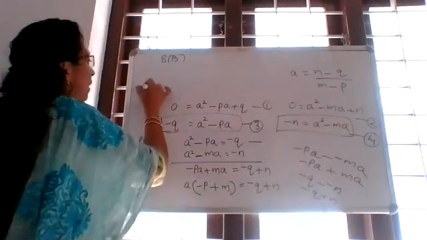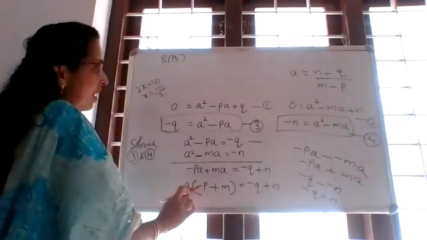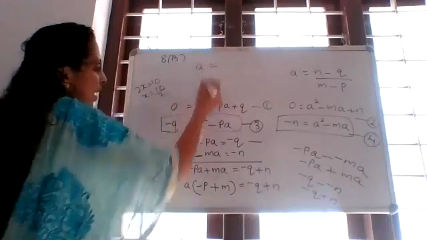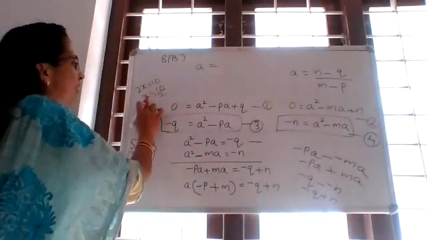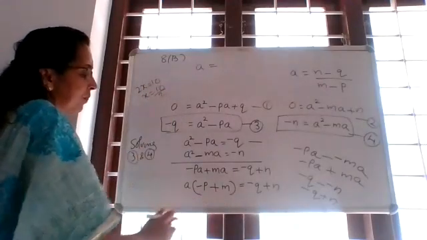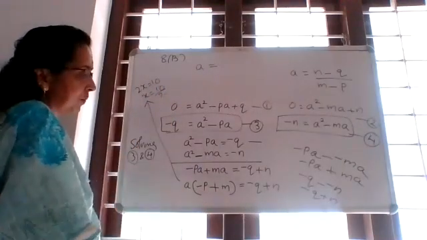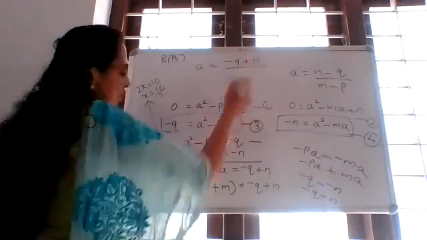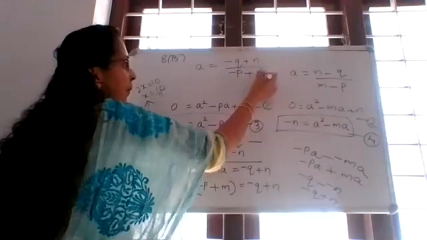Like 2x is equal to 10, so x is equal to 10 by 2. In the same way, we want to find out a. Same method applies here: a is equal to negative q plus n divided by negative p plus m.